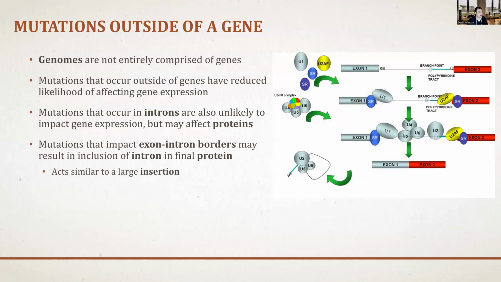So like I said, genomes are not entirely comprised of genes, and mutations that occur outside of a gene have a reduced likelihood of affecting gene expression. But what happens if a mutation lands inside of an intron? So recall, eukaryotic genes have two different parts. You've got exons, or expressed sequences. These are the parts of the gene that will encode the protein. And then you have introns, or intervening segments.